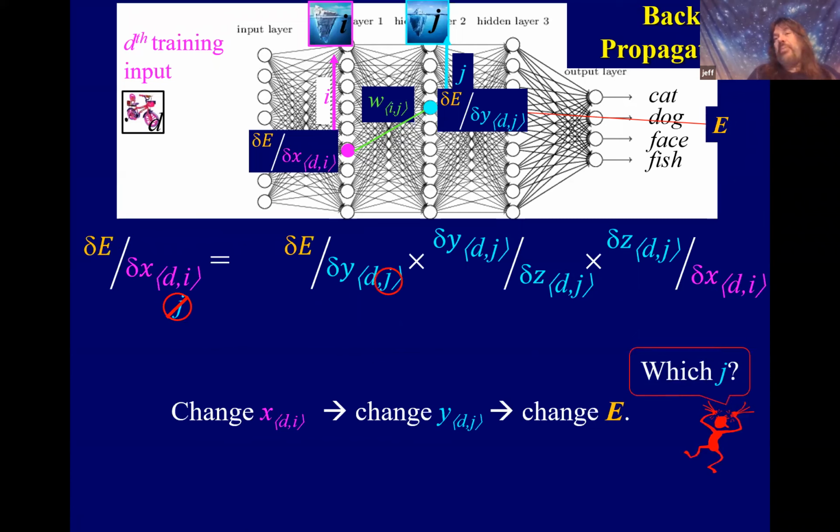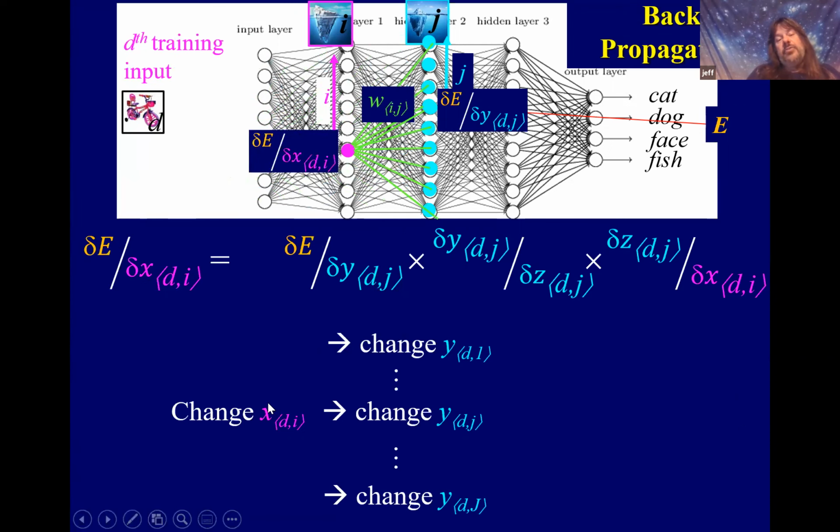Now, we have the same problem we had before, but not with the d, it's with the j. Look, we have an index j here, but we don't have an index j there, and that's a problem. And why is it? The reason is because when you change this x value here, it doesn't change just the y for one j, it changes the y for all of these j's, right? All of these y's change, and each of those in turn changes the error in the end, right?